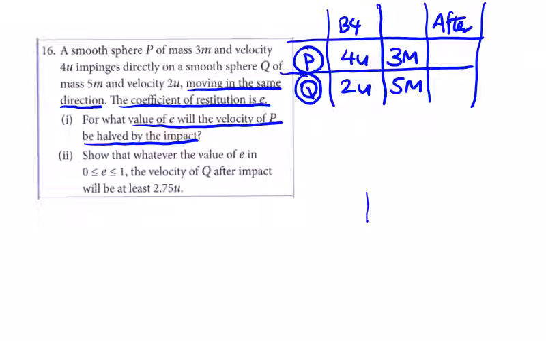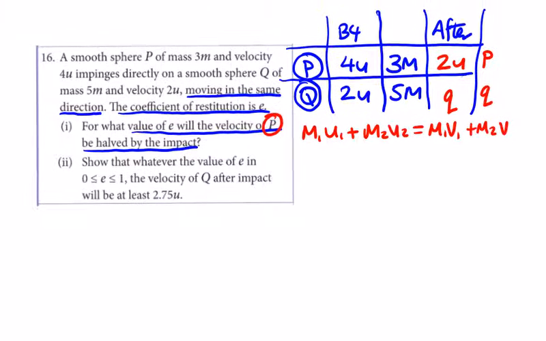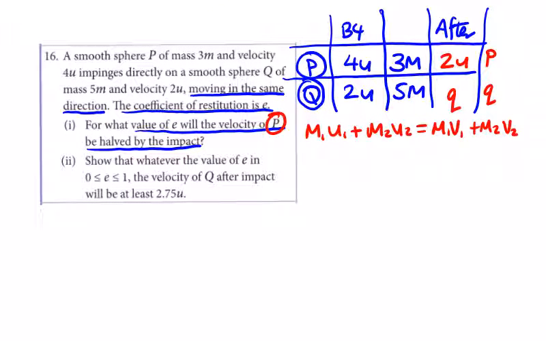Well, if the velocity is to be halved by impact for P, it's going to go to 2u. So we'll always call these P and Q. So let's just call this one Q, and we have a value for P. So using our equations, m1u1 plus m2u2 equals m1v1 plus m2v2, and v1 minus v2 over u1 minus u2 being minus e. We can find two equations if we need to solve what we need to solve.